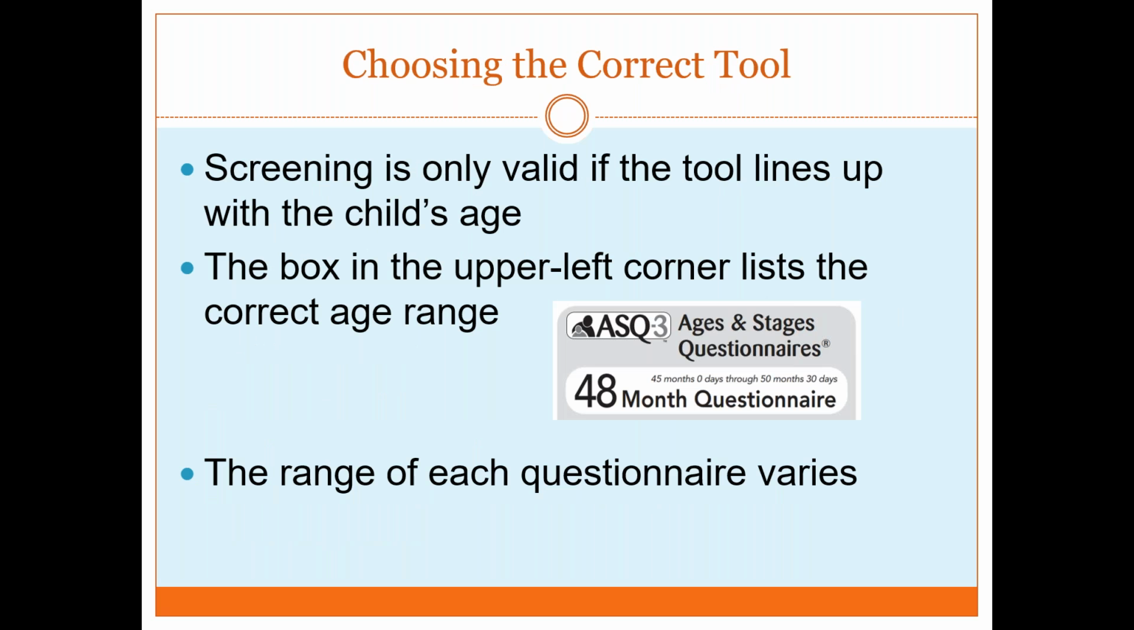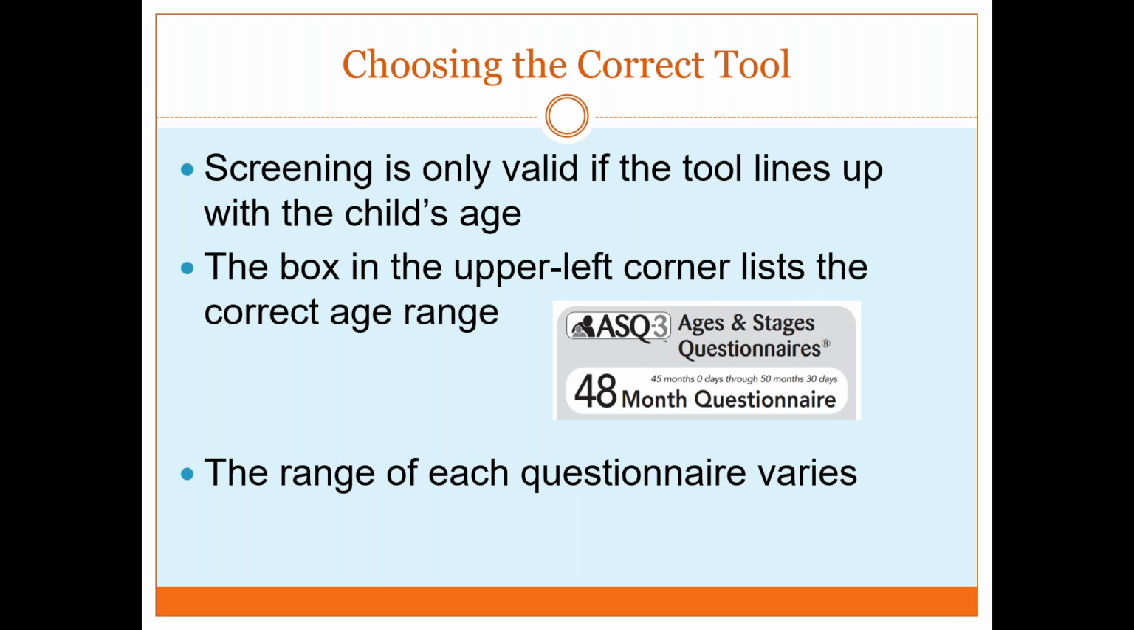Let's look at how to choose the correct tool, the correct questionnaire for each age of the different children that you are screening. Note that screening is only valid if the tool lines up with the child's age. So if you are testing with the wrong tool, it's not valid. We did not screen correctly. The results of the screening cannot be depended upon.